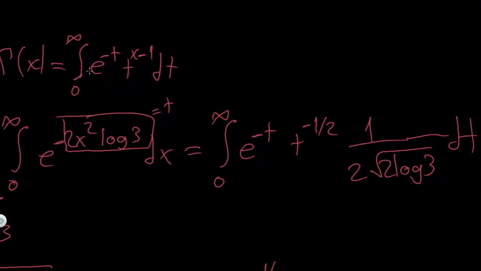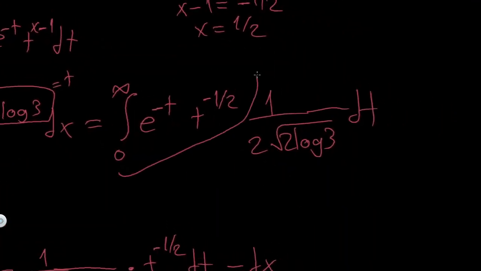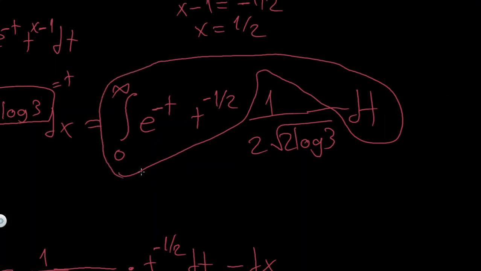Now, does this look similar? Quite a lot. I have e to the minus t, t to the x minus 1, so this is going to give me gamma x, but instead of x minus 1, I have minus 1 over 2. So x minus 1 is minus 1 over 2, so x is going to be equal to 1 minus 1 over 2, which is just 1 over 2. So instead of gamma x, I have gamma of 1 over 2. So my answer is going to be 1 over 2 log 3 times gamma of 1 over 2.